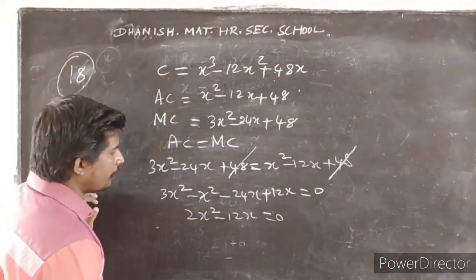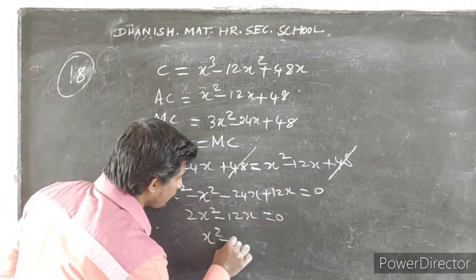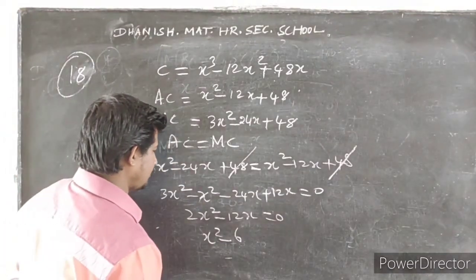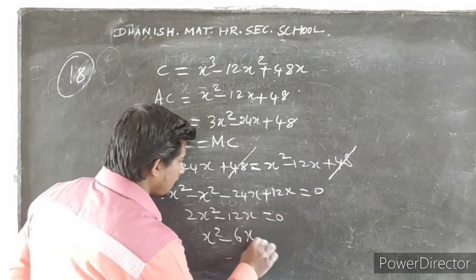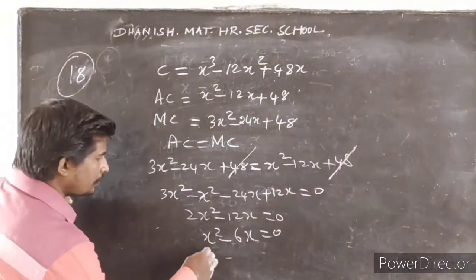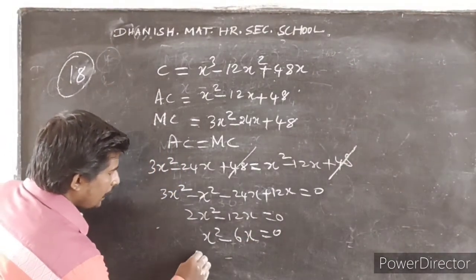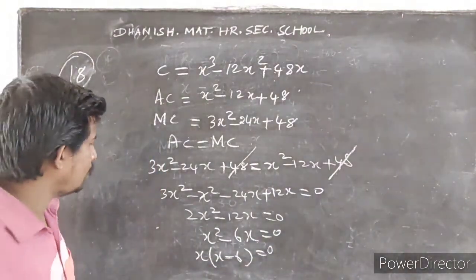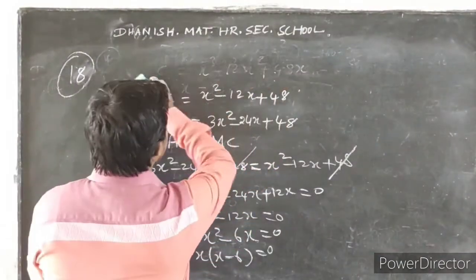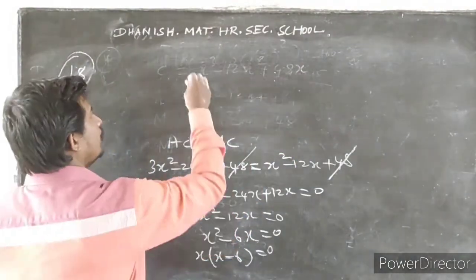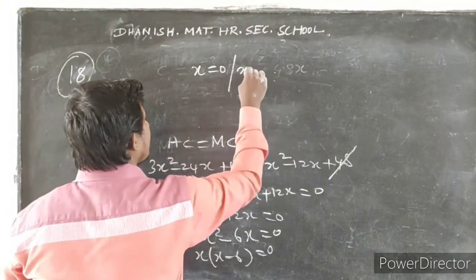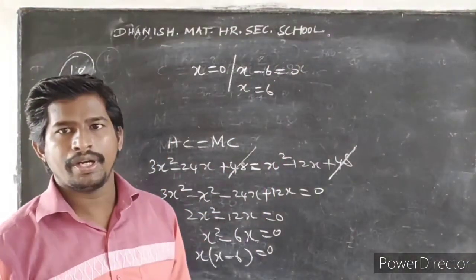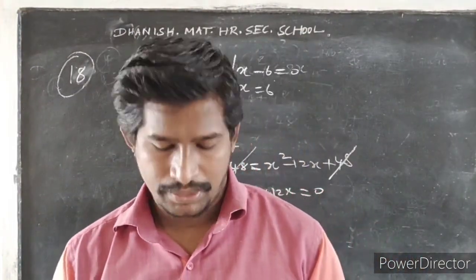We can divide the whole equation by 2. We will have x square minus 6x equal to 0. From this we can take x as a common. So x into x minus 6 equal to 0. So x equal to 0 or x minus 6 equal to 0. x equal to 6. We got our required answers. Thank you.